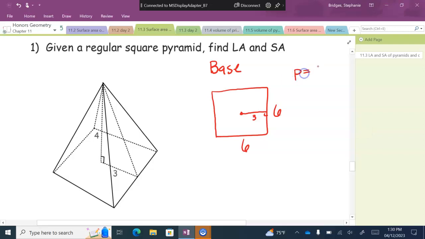So what's the perimeter going to be? 24. And the area is 36. Do I have everything I need to find my lateral area? What else do I need? The slant height. Do I have the slant height? No. Okay, we need to focus on this triangle right here.